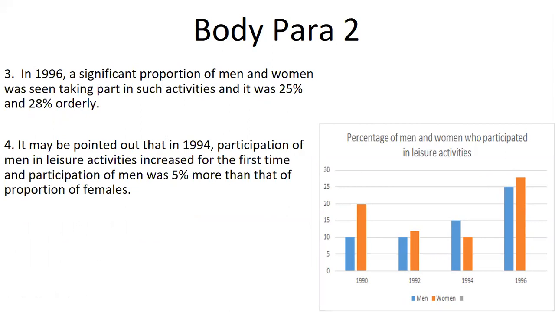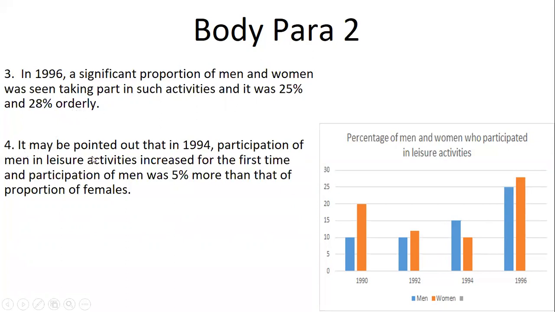Now, here is another type of sentence which can be written with the help of orderly. What does it mean? In place of orderly, you can also write respectively, which means if two things are given in the sentence, then the values of those two things can be given at the last by using orderly, which signifies that the first value is of the first thing and the second value is of the second thing. Here, men had a proportion of 25 and women had a proportion of 28. That's why orderly is written here, or you can write respectively too.